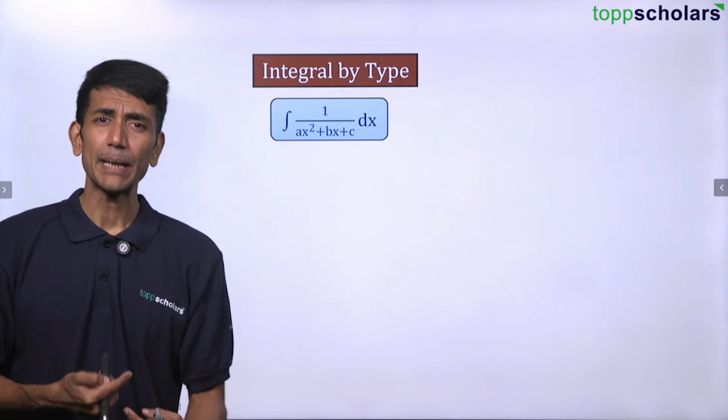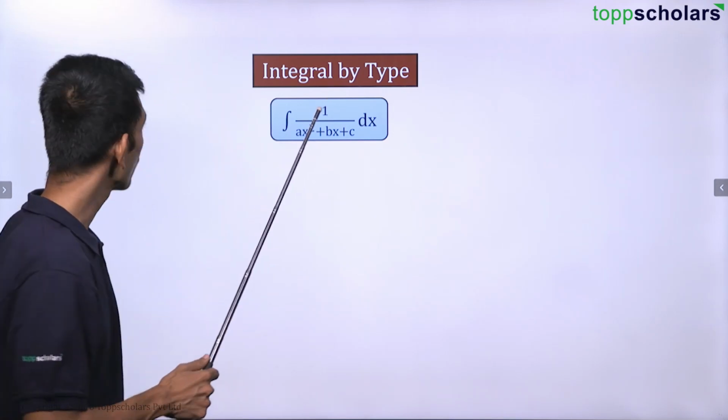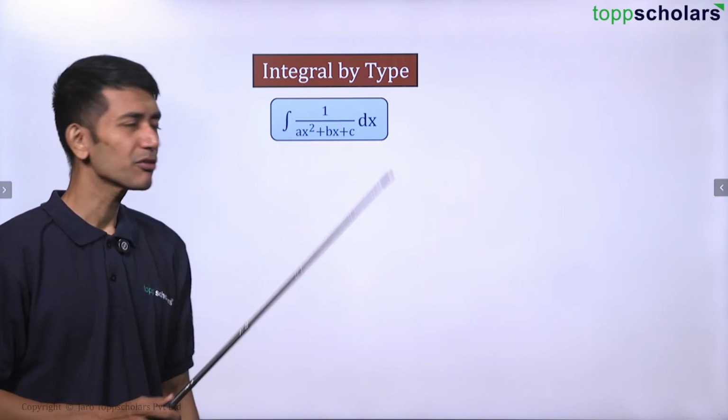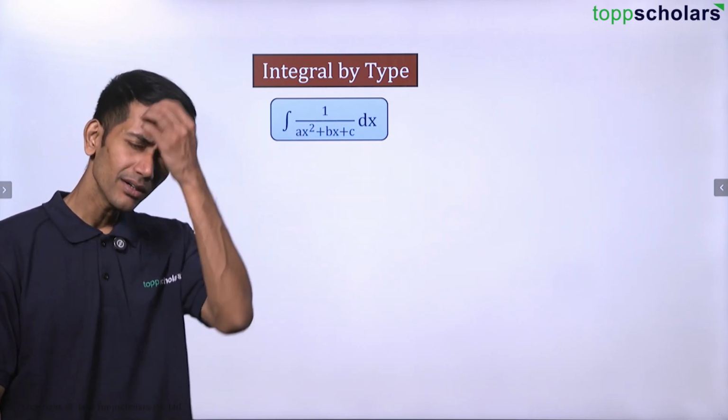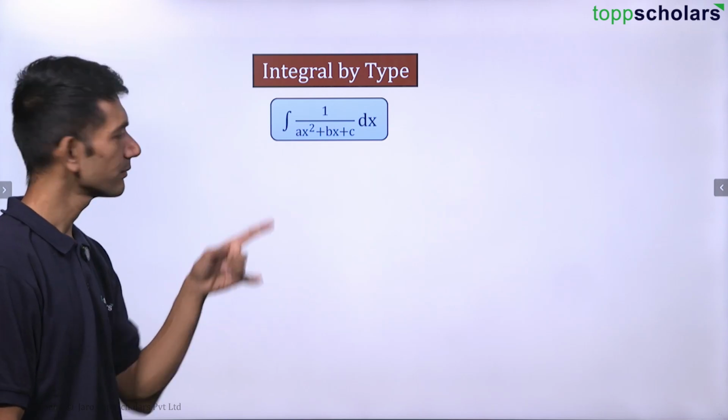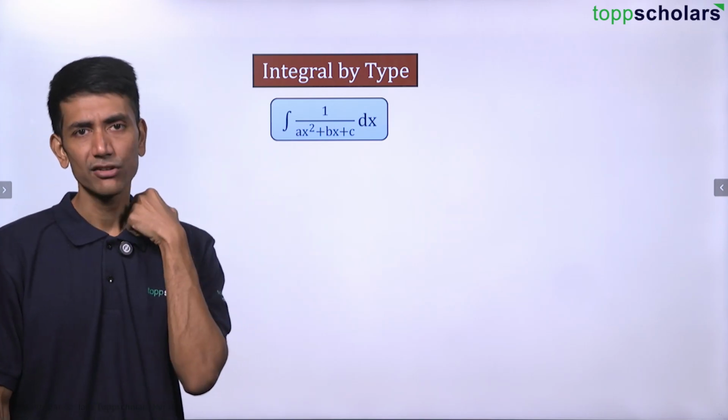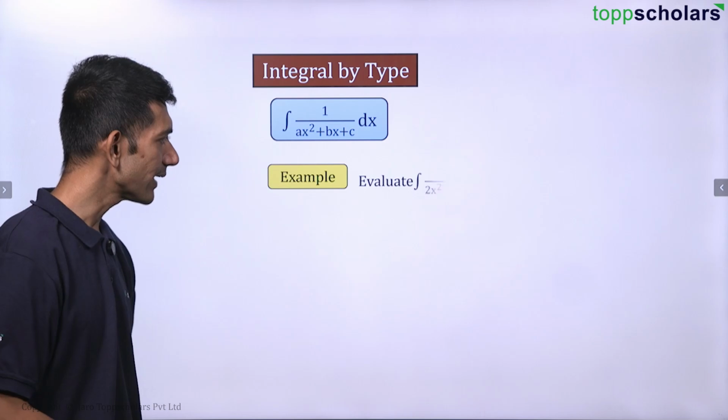Now you see different types of integral. So the first type is 1 by ax square plus bx plus c. Basically, we have a quadratic polynomial in the denominator. This is a quadratic polynomial, isn't it? Ax square plus bx plus c. So what we do in that?